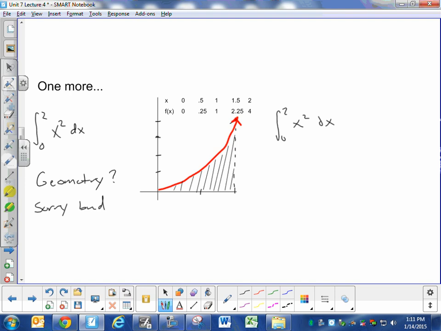Once straight lines go away, this becomes our only way to find exact areas under curves, which is great. Just the change in my antiderivative.